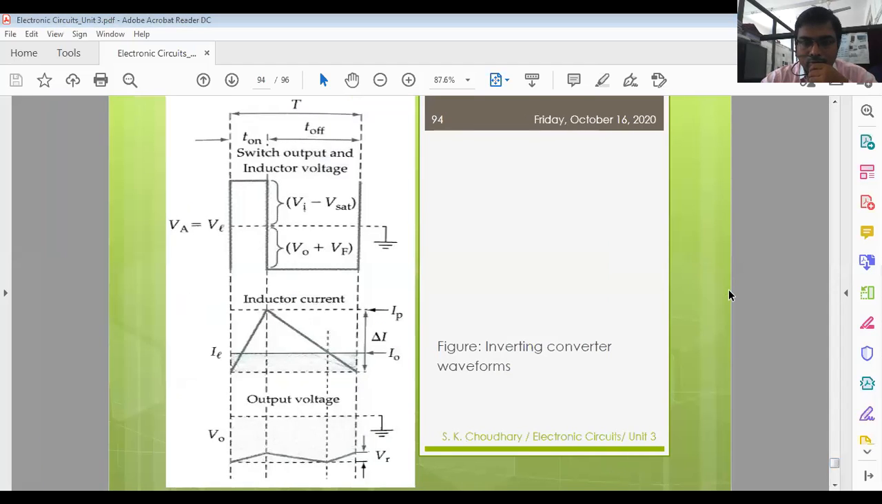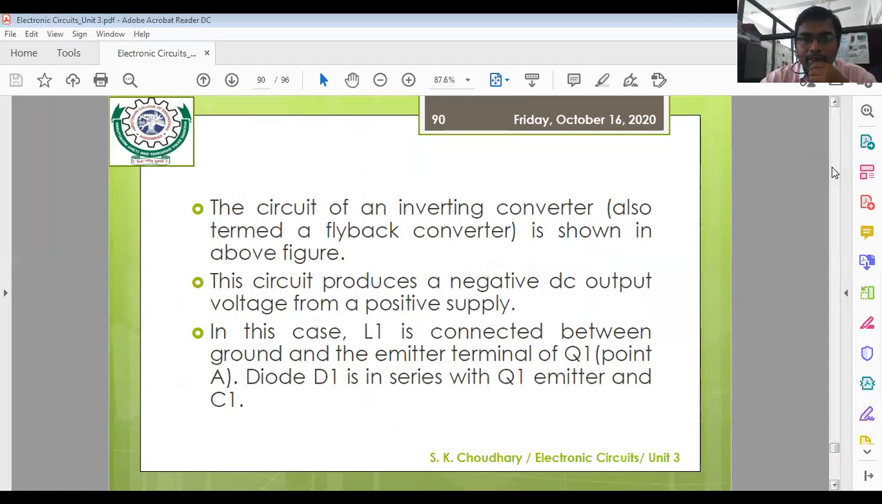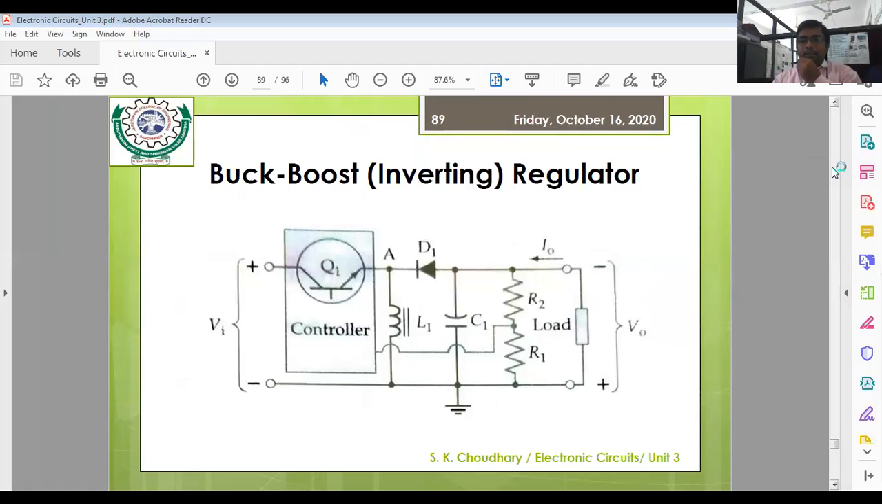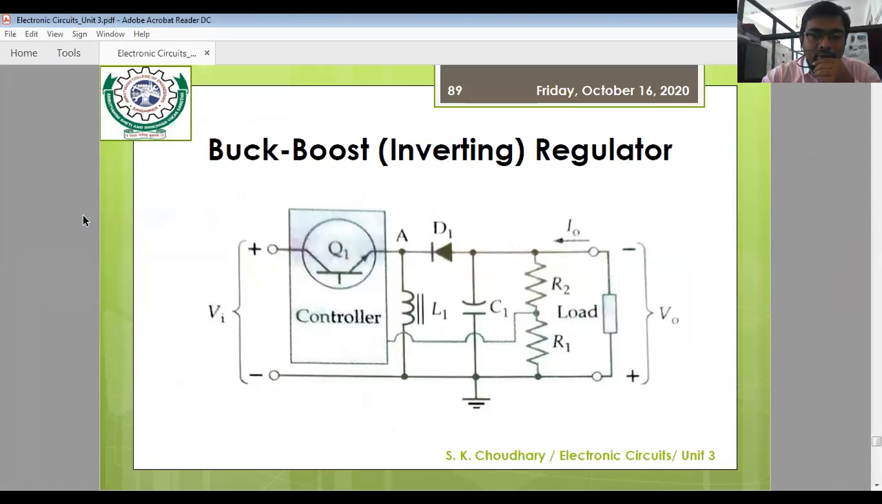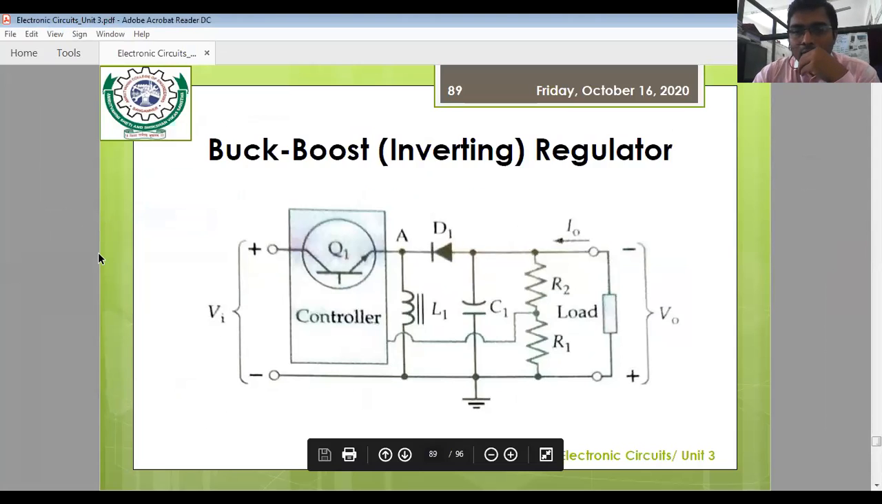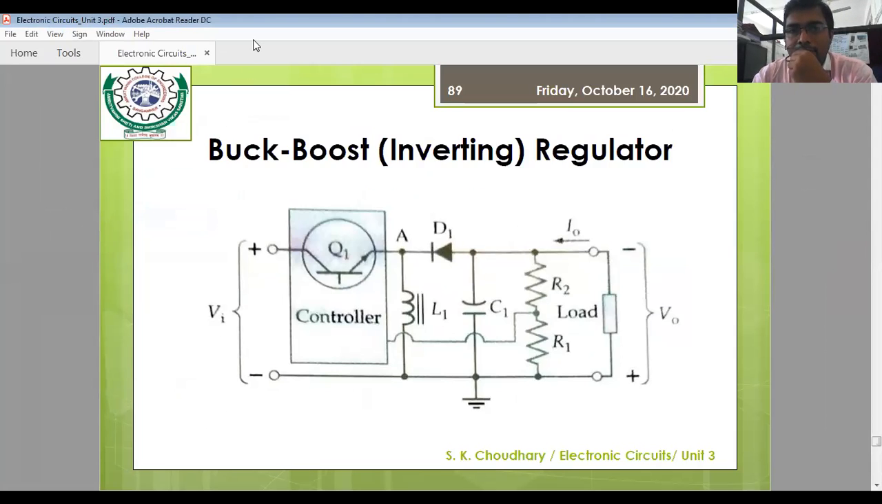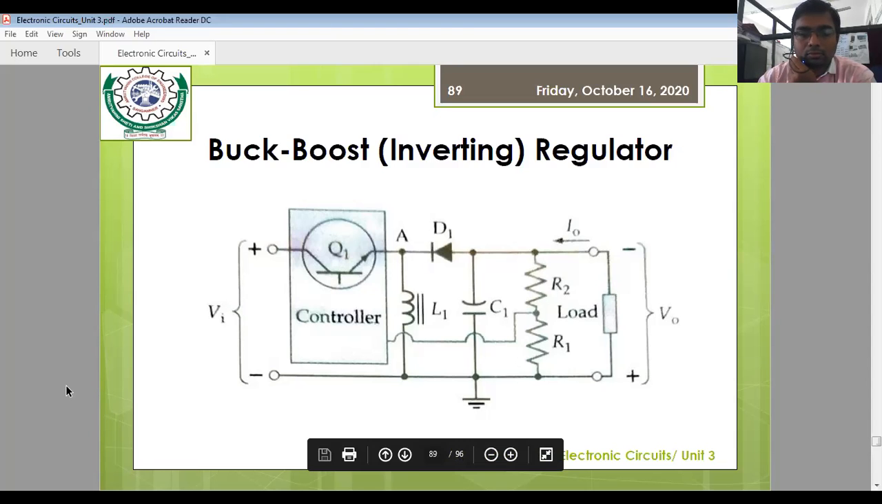Okay, so now you can see we are discussing the inverting regulator. This is the circuit diagram of this inverting regulator. I hope the diagram is visible to you now. Please, anyone reply and confirm. Yes, sir. Okay, so this is the buck boost regulator or the inverting regulator.